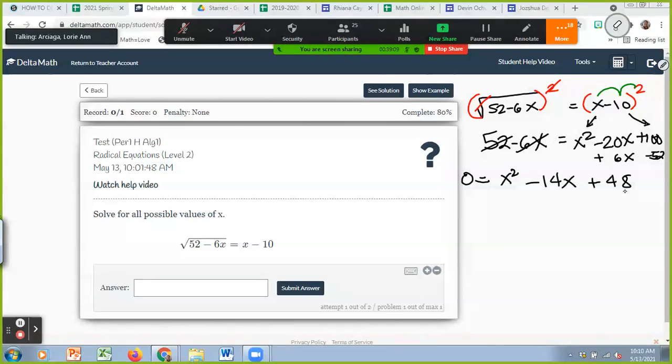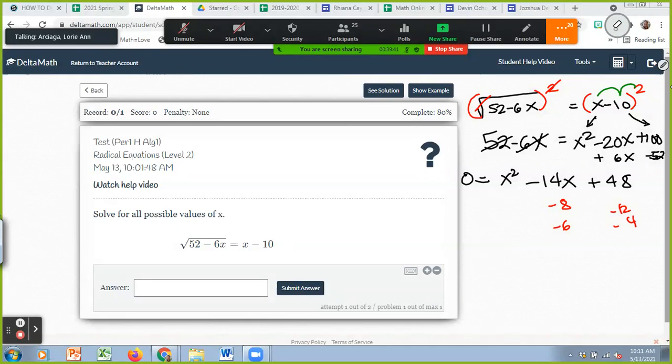What two numbers multiply to 48, and when you add them, they become negative 14? 4 and 12. Okay, that works for 48, but if I add them, they become 16, not 14. Let's try another combination. Negative 6 and negative 8. If you multiply them, 8 times 6 is 48. When you add them, you get negative 14.